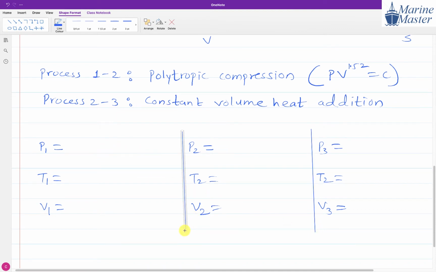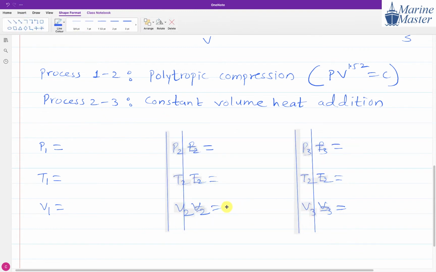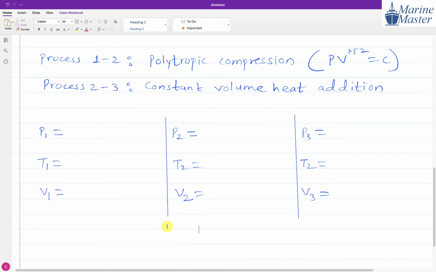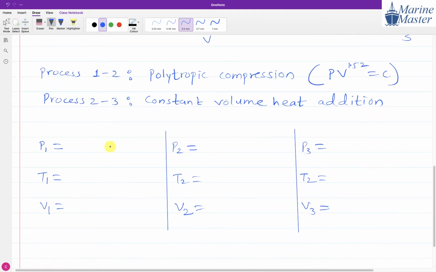Now I am going to read the question once again, and try to write down the things they have given us in the question. So try to see the scenario here. Don't write anything, just listen to the words carefully. Now, air at a pressure of 1 bar. So this is our P1 pressure.